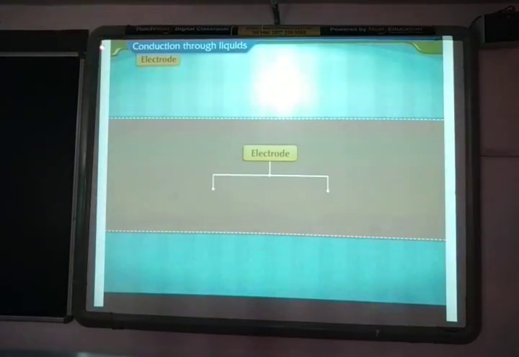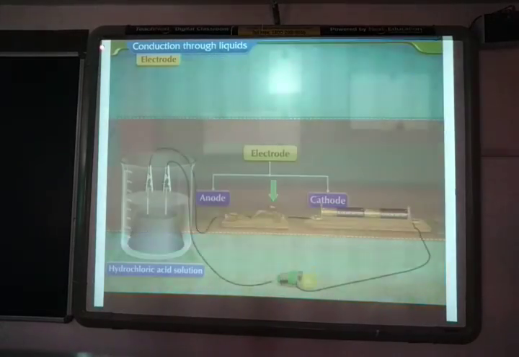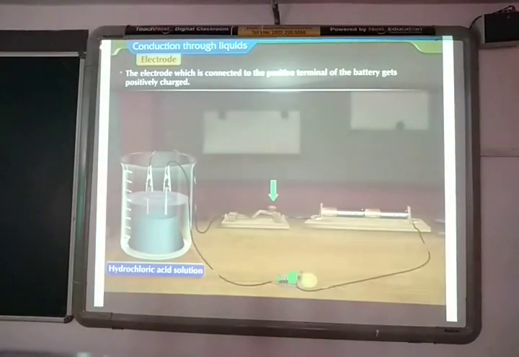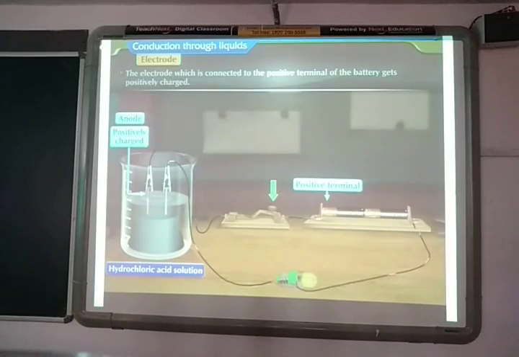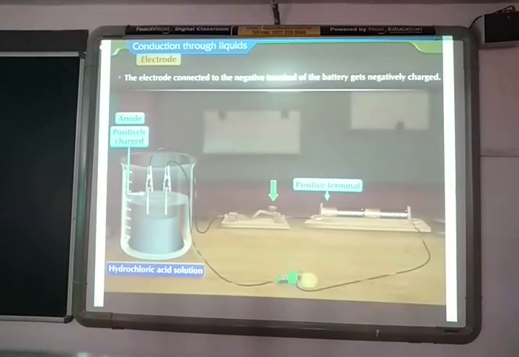Electrodes are of two types: anode and cathode. The electrode which is connected to the positive terminal of the battery gets positively charged. This positively charged electrode is called anode, whereas the electrode connected to the negative terminal of the battery gets negatively charged. This negatively charged electrode is called cathode.